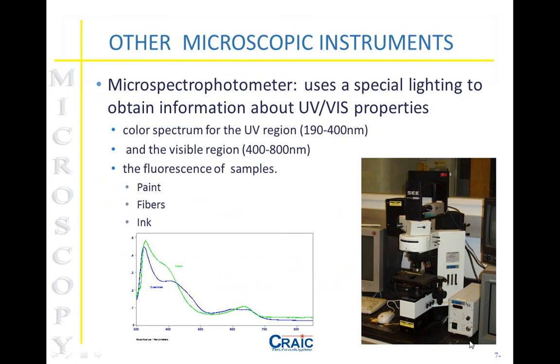The microspectrophotometer uses special lighting to obtain these UV and visible properties of the sample. So it's primarily used in the visible region to see or test the colors of the samples themselves. A lot of samples will also have characteristics in the UV region that the microspectrophotometer allows the analyst to compare. Some microspectrophotometers will also have a fluorescence unit attached to it, so it can also be used to view fluorescence of samples. This microscope is primarily used on paint samples, fiber samples, and ink samples.